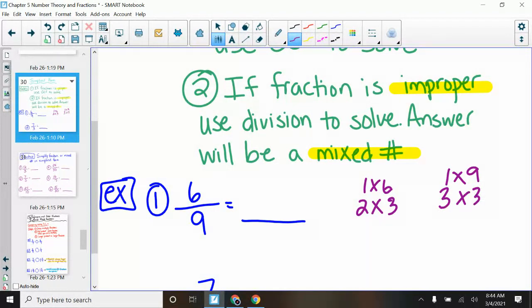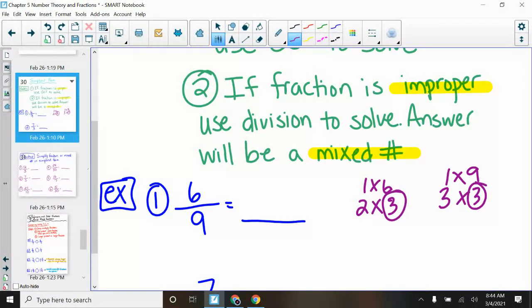Okay, so now there's our tools. We've laid our tools out on the table so that we can see them. What's the greatest common factor between 6 and 9? Emily? 3. So what are we going to do with that 3? We found the greatest common factor.